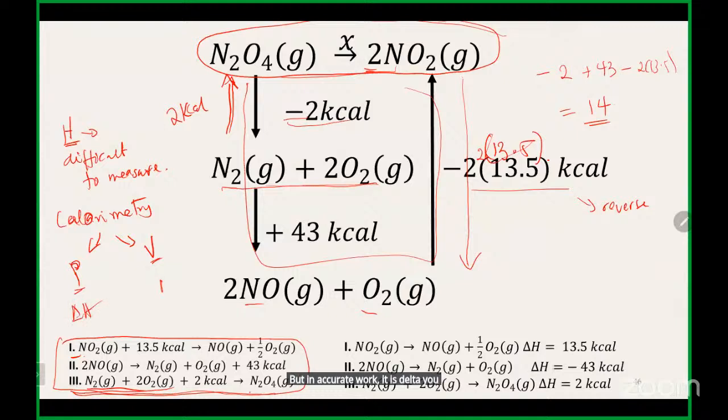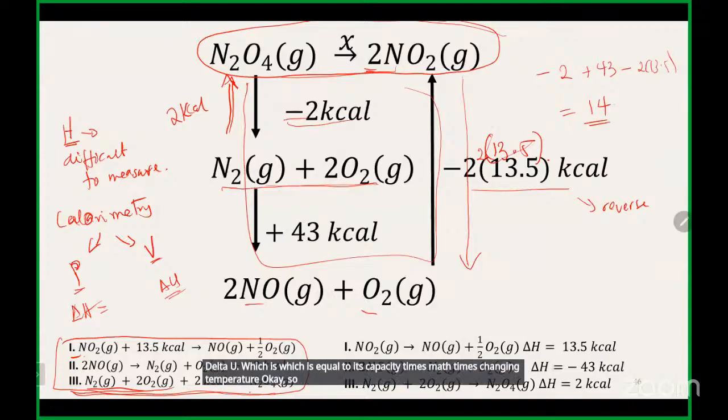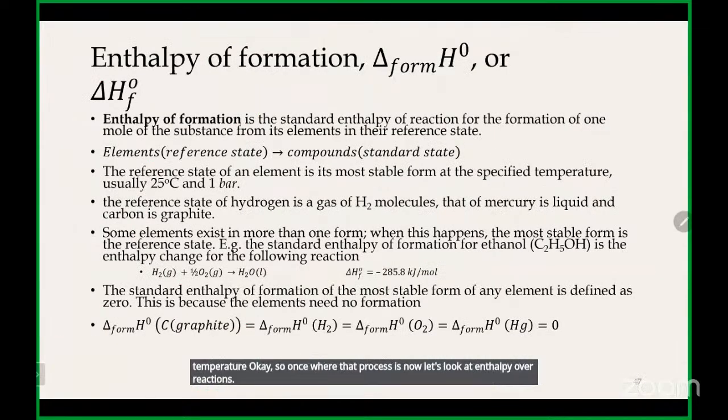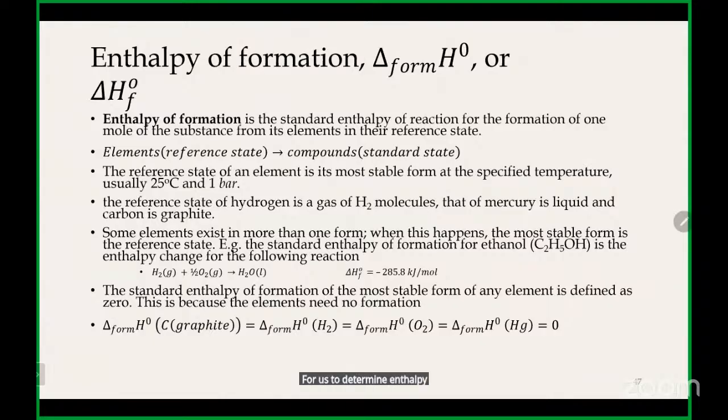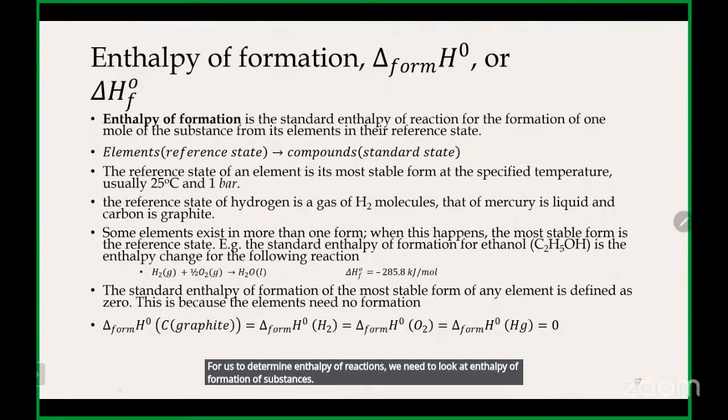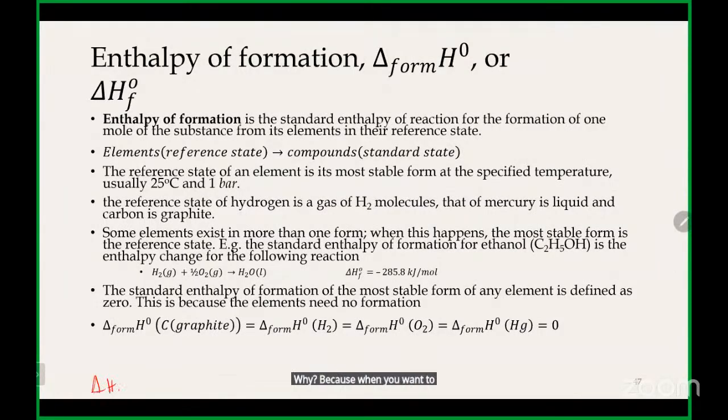This is delta H, delta U, which is equal to heat capacity times mass times change in temperature. Okay, that's for processes, now let's look at enthalpy of reactions. For us to determine enthalpy of reactions, we need to look at enthalpy of formation of substances. Why? Because when you want to calculate the delta H of reactions, it is related to the delta H of formation of all substances.